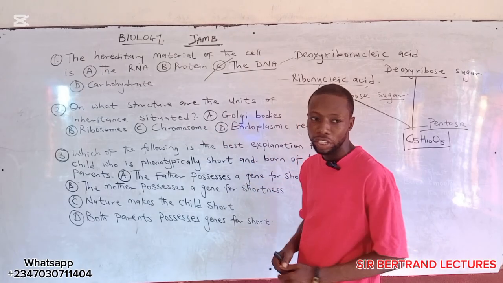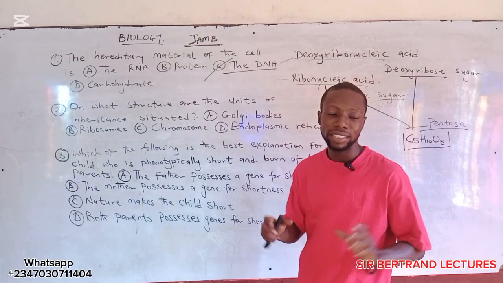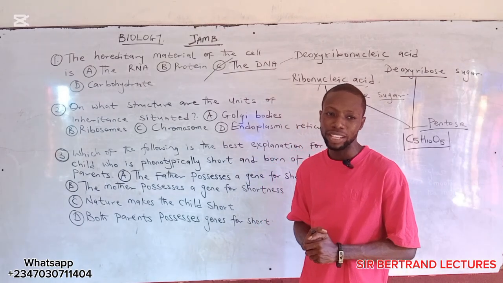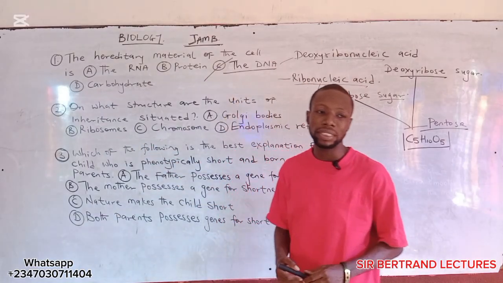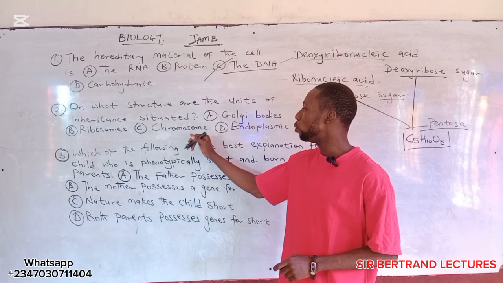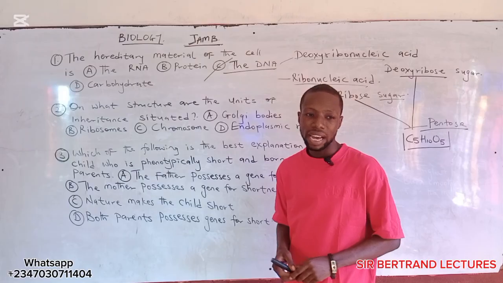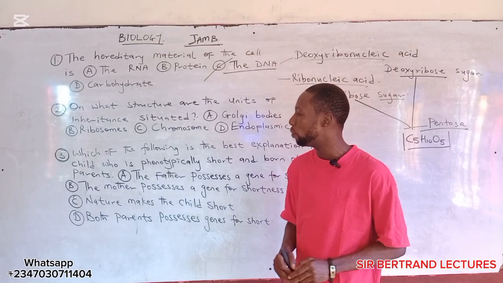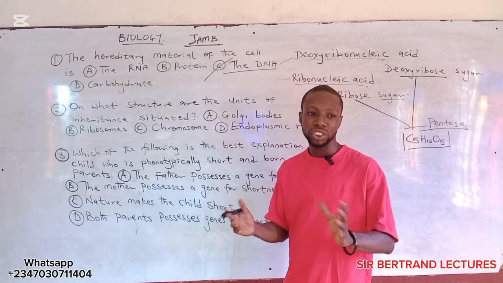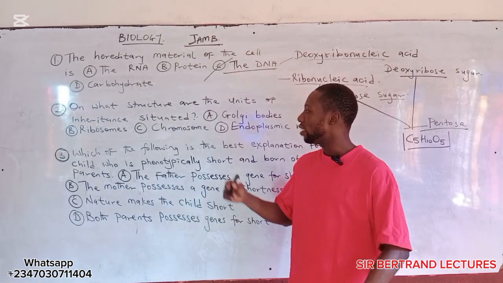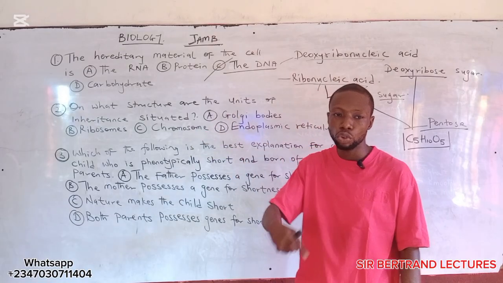Now, on what structure do we have this inheritance? Option A is Golgi body, which is not the answer. The Golgi body function here is to package proteins produced by the endoplasmic reticulum. The ribosome here is responsible for protein synthesis. Chromosome here is formed by condensation of the chromatin thread. This occurs at the late prophase stage of cell division. The genetic materials are exchanged, and that exchange of genetic materials is what gives room for the traits to be transferred from the parent to the offspring.